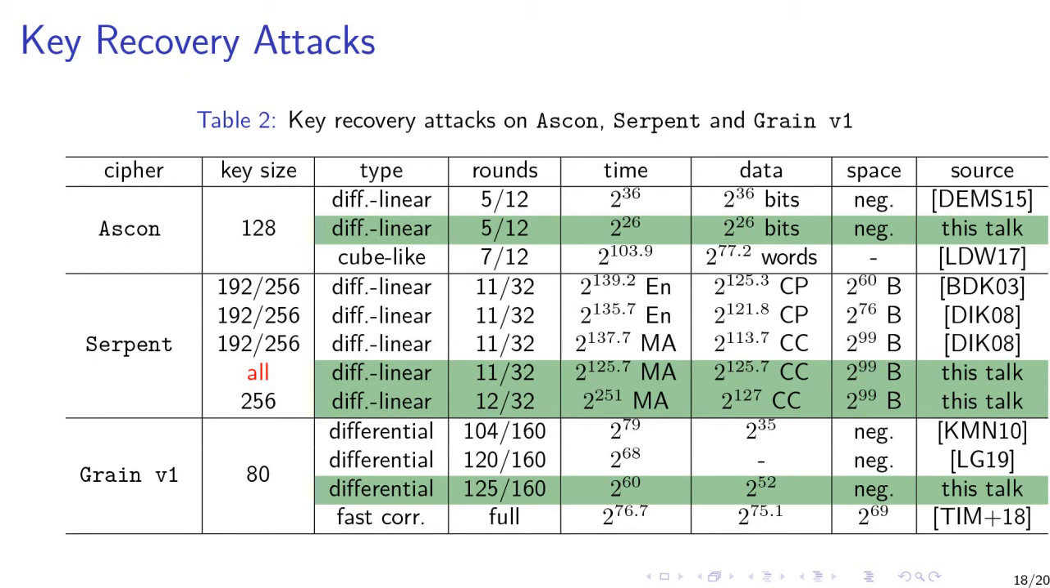Notably, security analysis of Serpent is one of the most important applications of differential linear cryptanalysis in the last two decades. The result in this paper updates the differential linear cryptanalysis of Serpent-128 and Serpent-256 with one more round after the work of Biham, Dunkelman, and Keller in 2003.